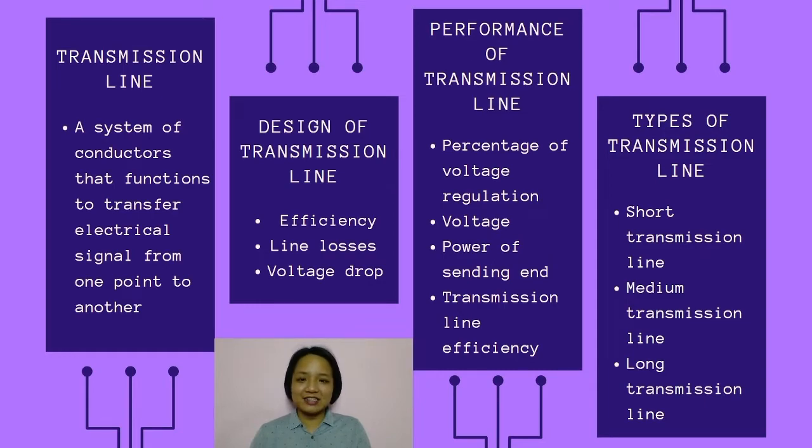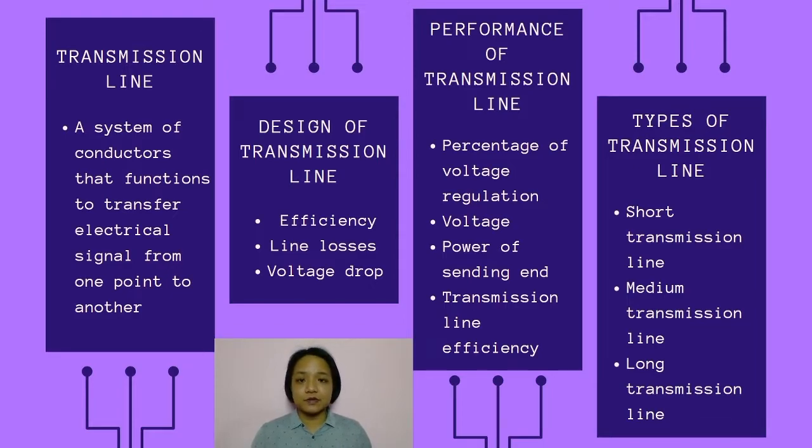As an introduction, a transmission line is a system of conductors that transfers electrical signals from one place to another. To design a transmission line, we need to be concerned with 3 aspects, which are the efficiency, line losses, and also the voltage drop. After we design the transmission line, we can measure its performance by calculating the percentage of voltage regulation, the voltage and power of the sending end, and also the efficiency.